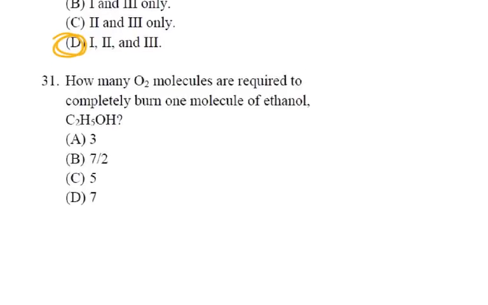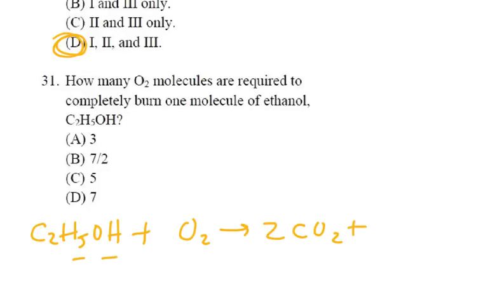For 31, how many oxygen molecules are required to completely burn 1 molecule of ethanol? So you can see what we have, C2H5OH, and we're going to think of that as 6 H's and O. Okay, we have to mix with oxygen. We're going to form 2 CO2s, and we can have 6 hydrogens, so that's going to be 3 H2Os. And what will happen is we have 2 times 2, we have 4 oxygens here, 3 times 1, 3 oxygens here. So we have 7 oxygens on the product side.